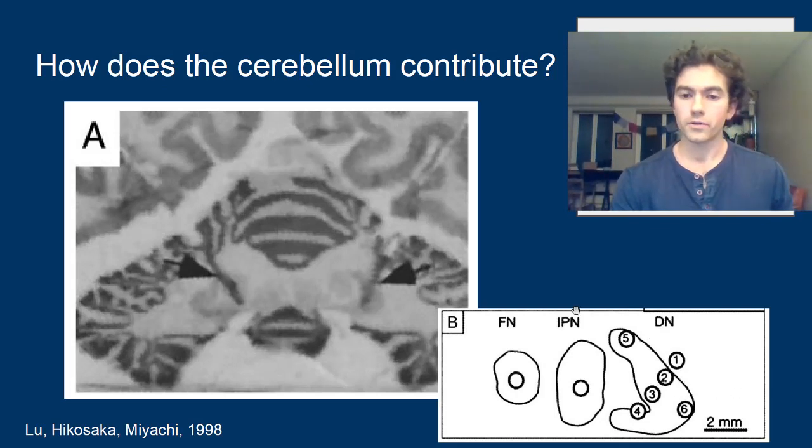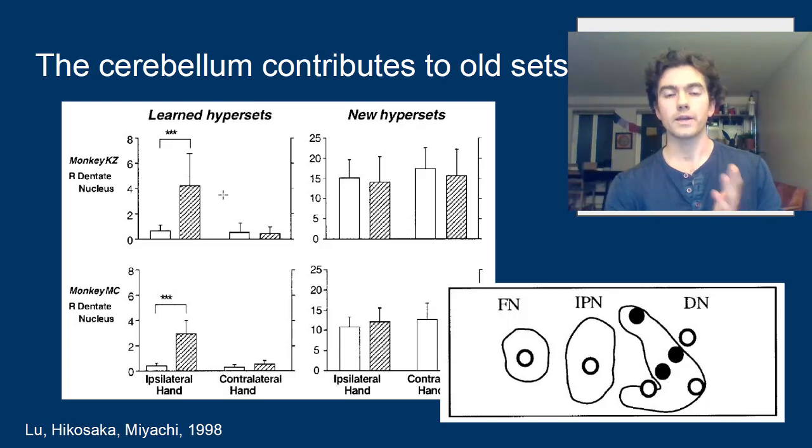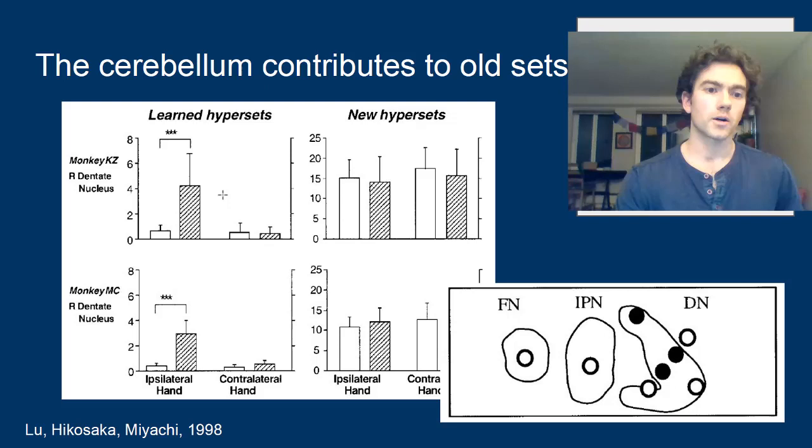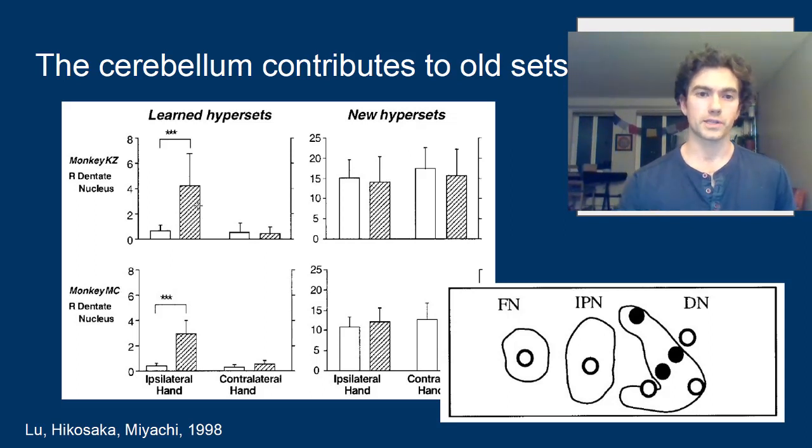Okay. And over here in this drawing, they're showing us where they did all of their muscimol injections. So we're going to get a pretty good sense of how these different areas of the brain contribute to this task. And what we can see now is, unlike with the SMA, the pre-supplementary motor area, the pre-SMA, you can see that it's the learned hypersets that show an effect when injections are made into the cerebellum. And in particular, these black filled-in dots are showing us which injection locations showed this significant effect.